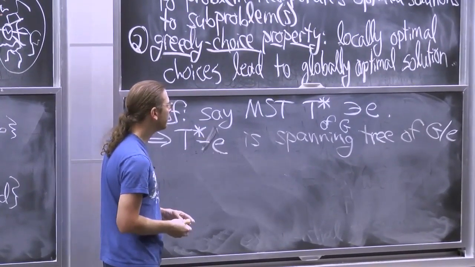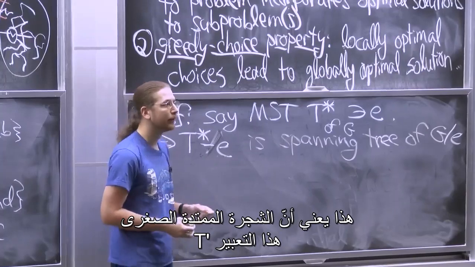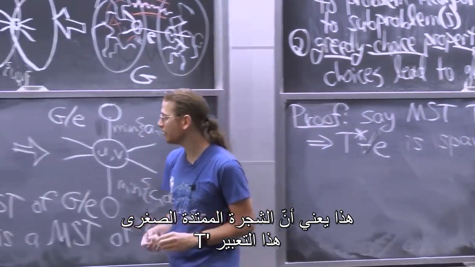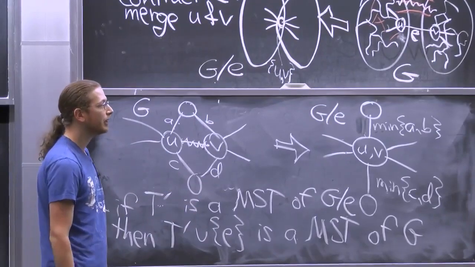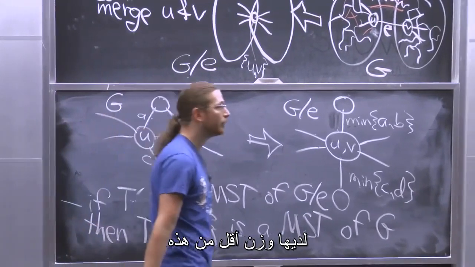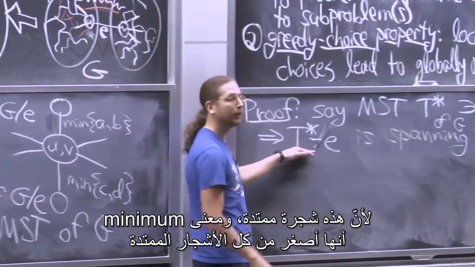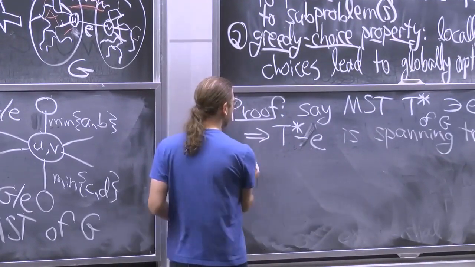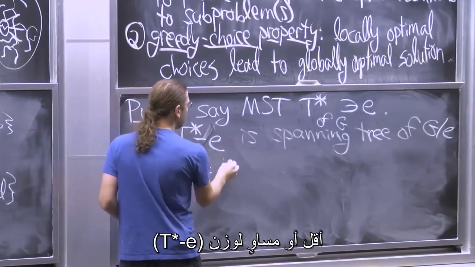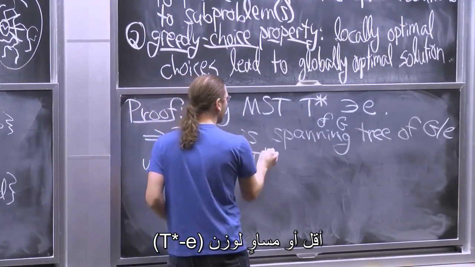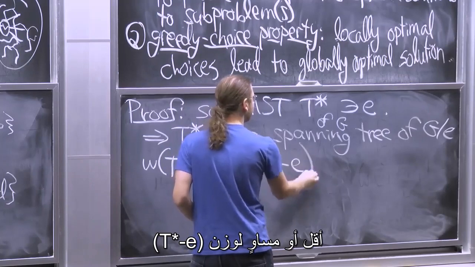Cool. So that means the minimum spanning tree, this thing, T prime, the minimum spanning tree of G/E, has a smaller weight than this one. Because this is a spanning tree, the minimum is smaller than all spanning trees. So we know the weight of T prime is less than or equal to the weight of T star minus E.